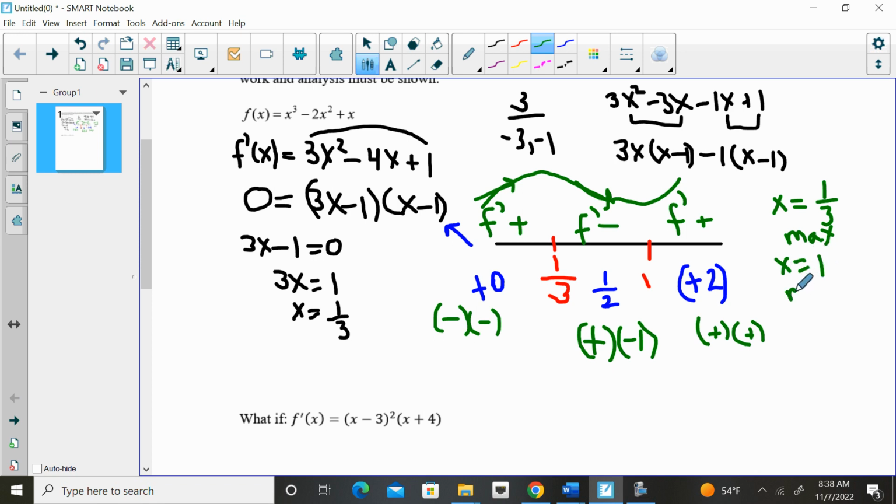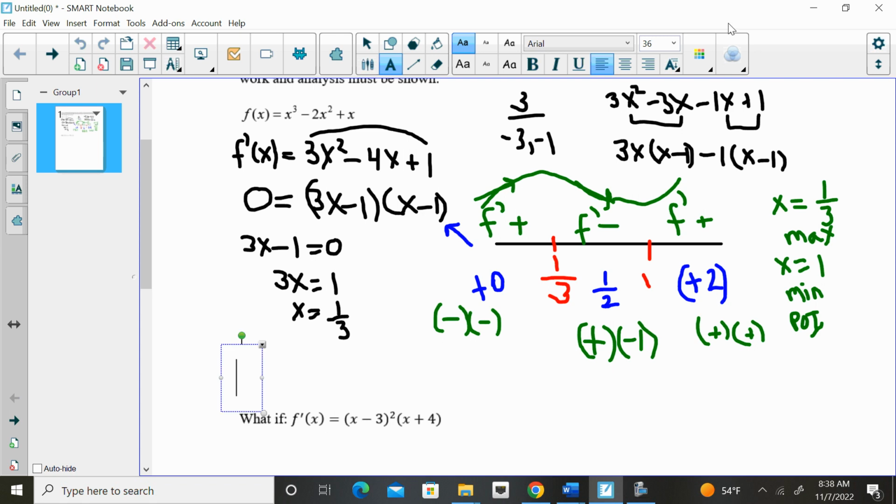I'm going to leave a spot here for point of inflection because we're going to find that in a minute. And then let's see, so my function is increasing.